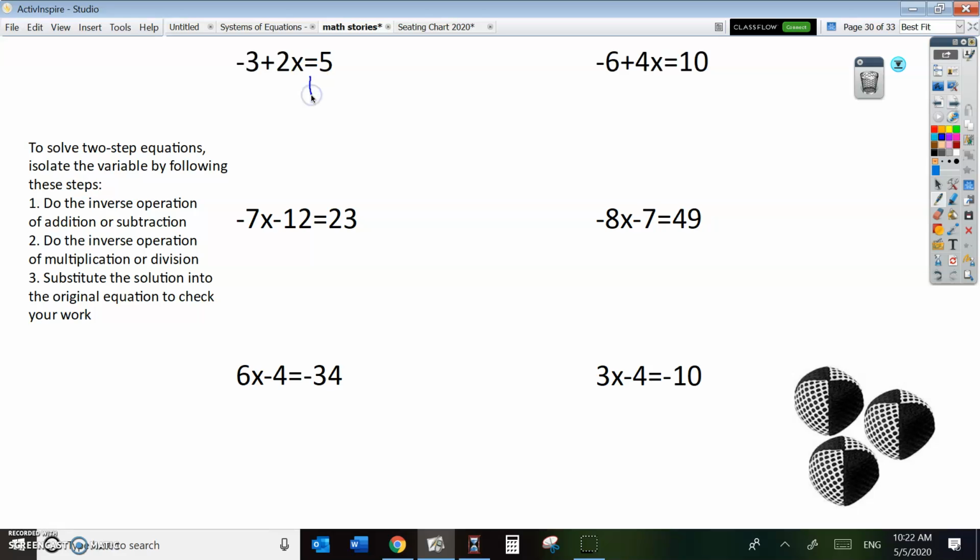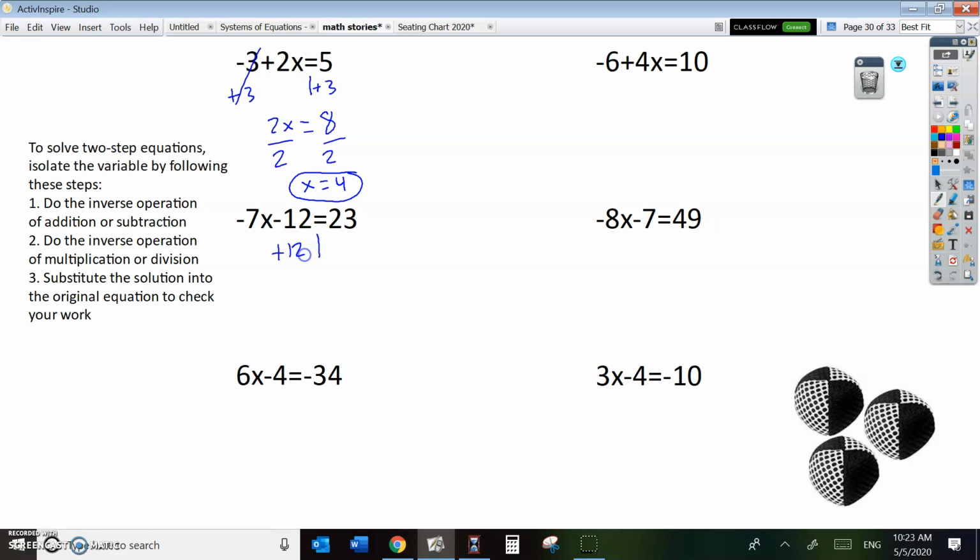We need to add 3 on both sides. This time, these cancel. 2x equals 8. Divide by 2 on both sides. X equals 4. Check it. 2 times 4 is 8. Negative 3 plus 8 is positive 5.